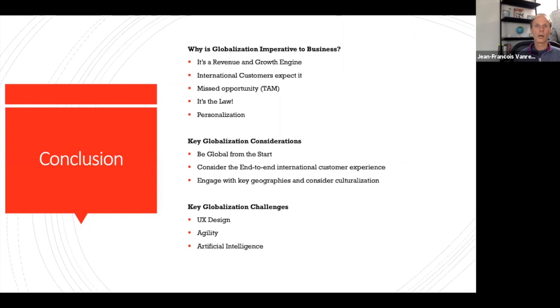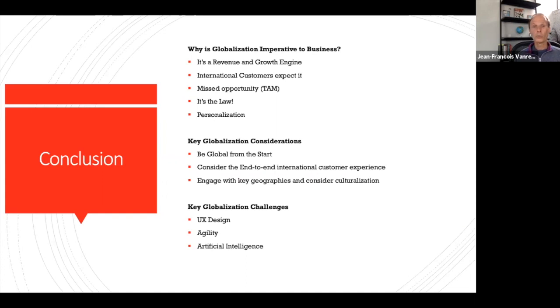So why is globalization so imperative to your business? Well, as I talked about, it's a revenue and growth engine. It is what your international customers expect. They're ready to walk away from your product if you don't offer them a localized version. You're going to miss a chunk of your total addressable market just by not providing those languages. In some countries, it's the law, so you cannot sell in a country if you don't have it localized and if you don't respect the certain requirements imposed by that country. And then also it's a key vector for personalization.